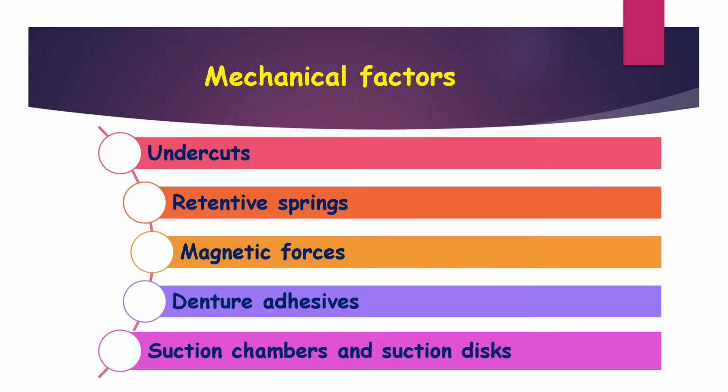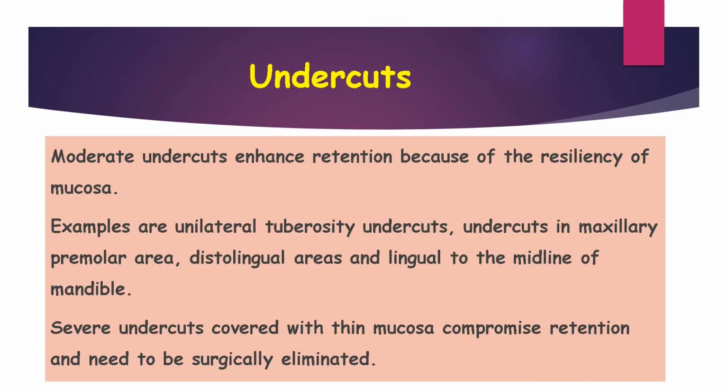So coming to the mechanical factors, the various mechanical factors are undercuts, retentive springs, magnetic forces, denture adhesives, suction chambers and suction disc. Coming to undercuts. Moderate undercuts can enhance retention because of the mucosal resiliency. And there are various examples. They are unilateral tuberosity undercuts, undercuts in maxillary premolar area, distal lingual areas and lingual to the midline of the mandible. Severe undercuts covered with thin mucosa compromise retention and need to be surgically eliminated.